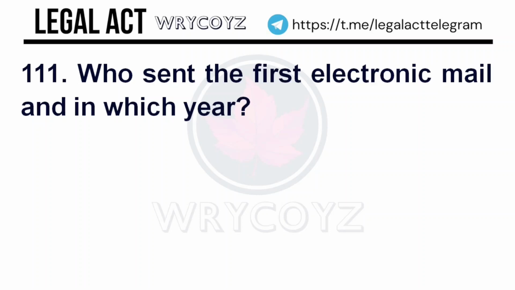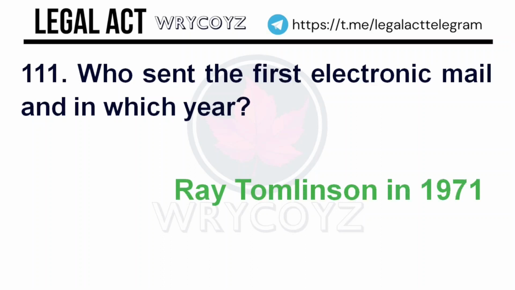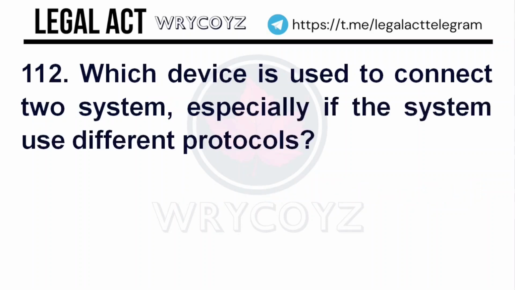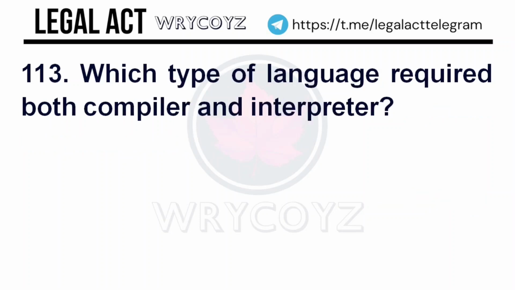111. Who sent the first electronic mail and in which year? The answer is Ray Tomlinson in 1971. 112. Which device is used to connect two systems, especially if the systems use different protocols? Answer is gateway. 113. Which type of language requires both compiler and interpreter? Answer is Java.